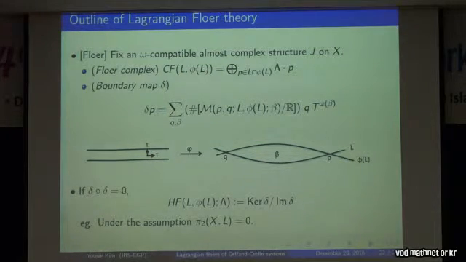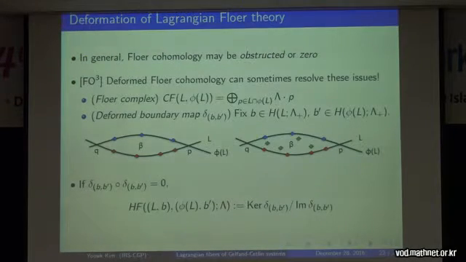What is the rank of the Floer complex? That's exactly the intersection number. So the intersection number has to be bounded below by the rank of the usual homology of L. This condition is satisfied under certain conditions, for example. But in general, Floer cohomology may be obstructed or can be 0. Then Fukaya-Oh-Ohta-Ono's deformed Floer cohomology can sometimes resolve these issues.